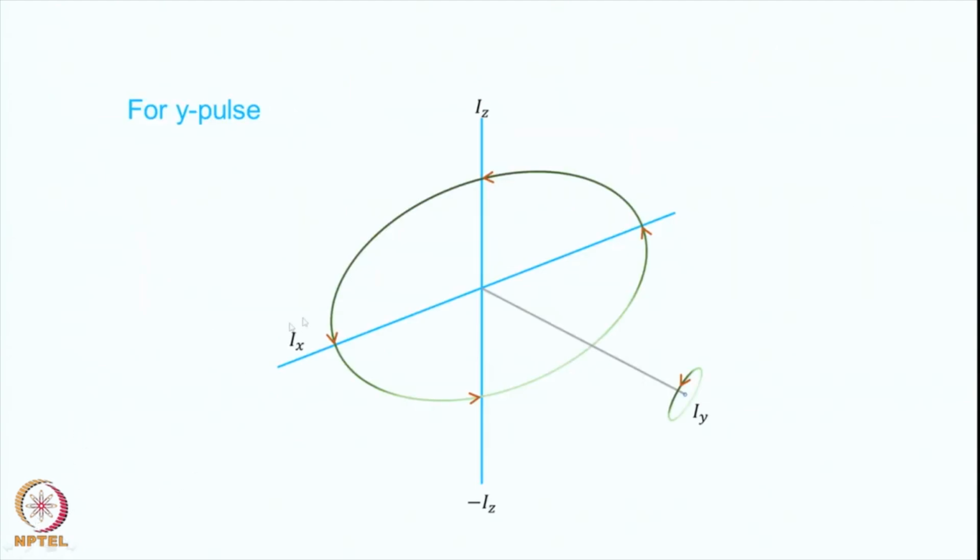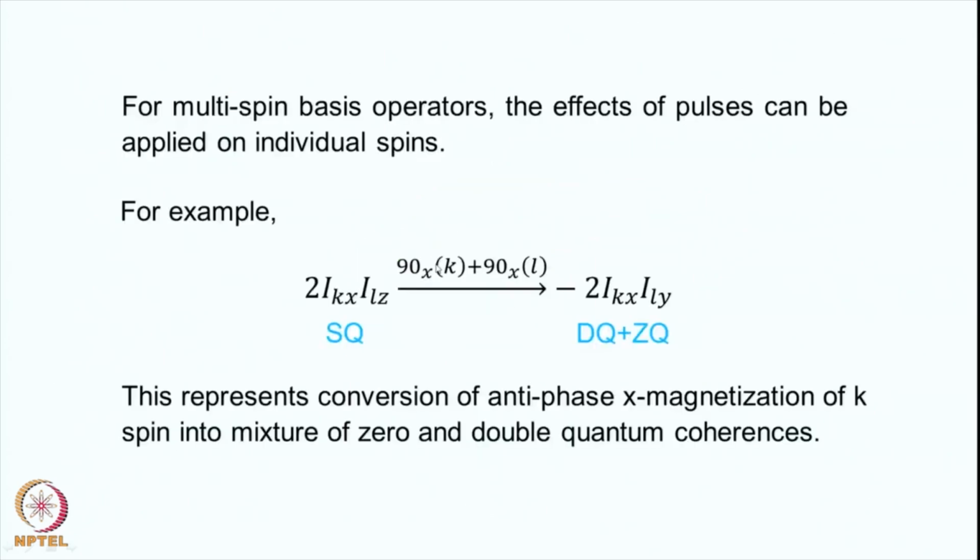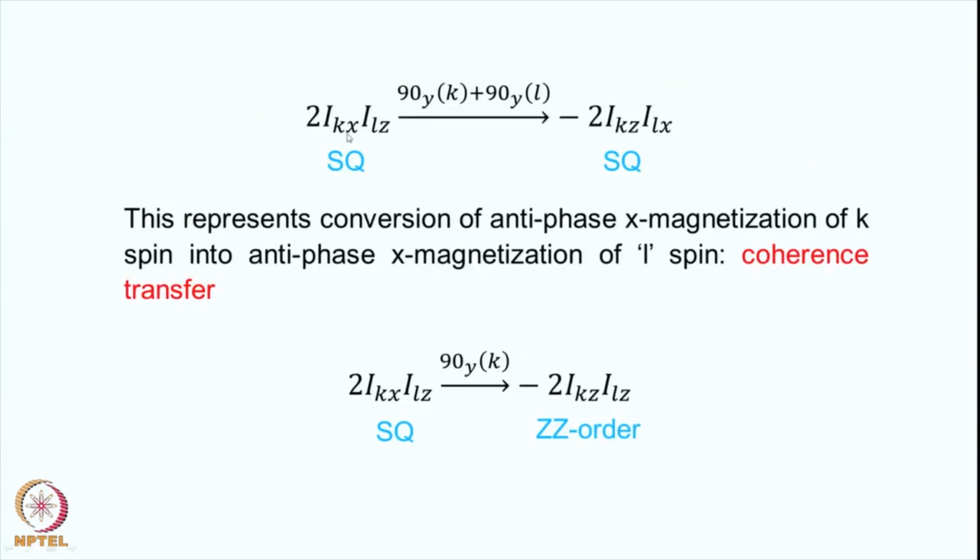So looking at here, what happens when I apply a y pulse on X magnetization, it will go to minus z, right, and a y pulse on z will take me to x, correct. So applying them here, this will go to minus z and Lz goes to Lx, therefore I get here minus 2IkzIlx. Now notice here just the phase change of the pulse has made a huge difference in the transformation.